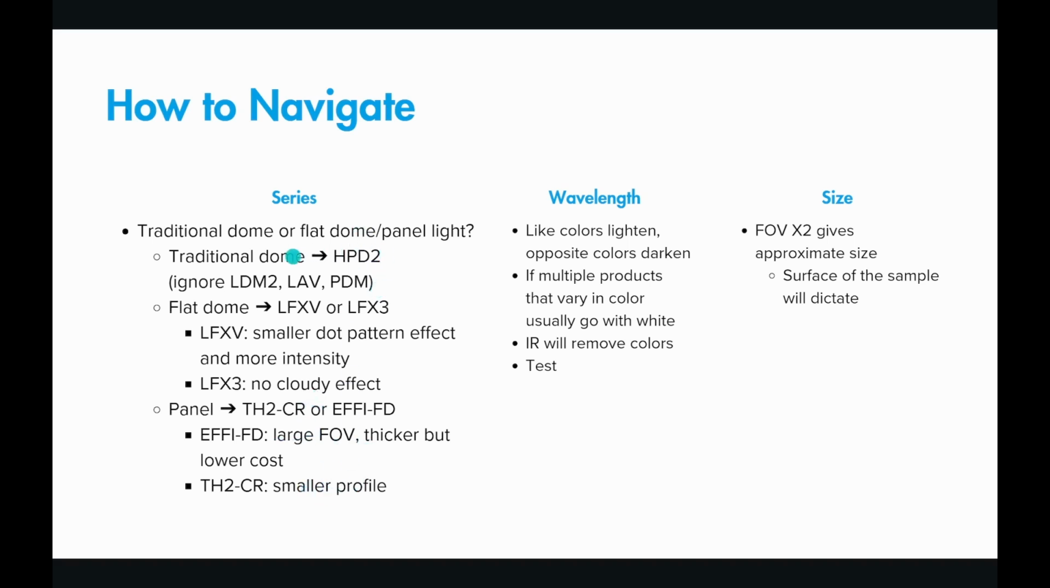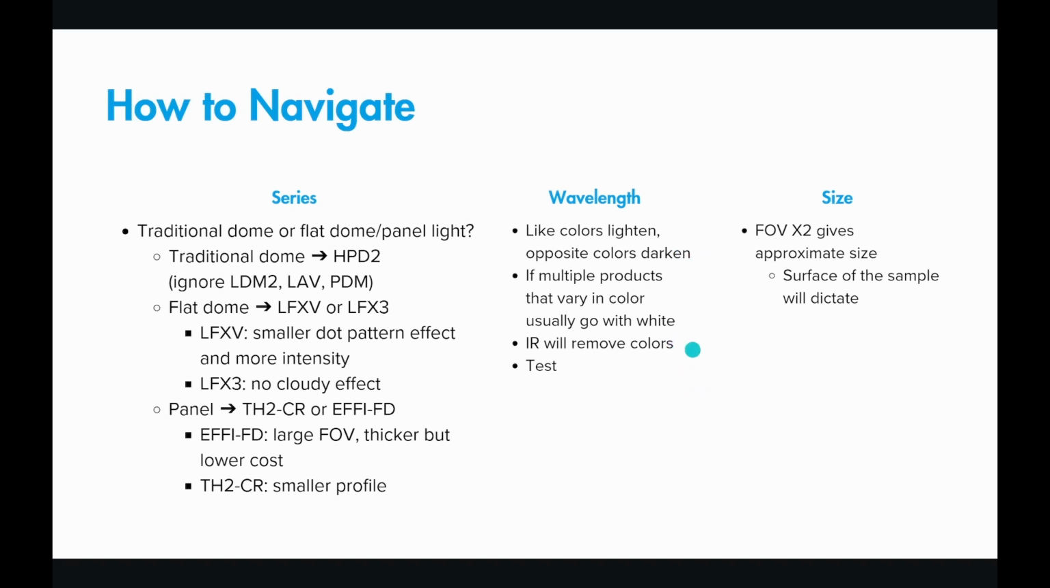So once I can go through each parameter of how to choose each one of these lights, I can pick my series. Then you can pick the color. Light colors will lighten and opposite colors will darken. So a red light will lighten anything red or yellow, but will darken anything blue.